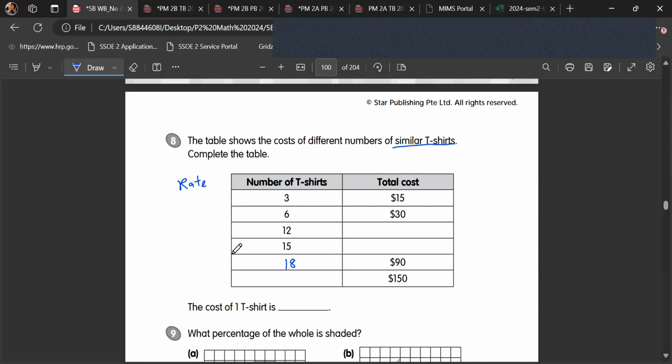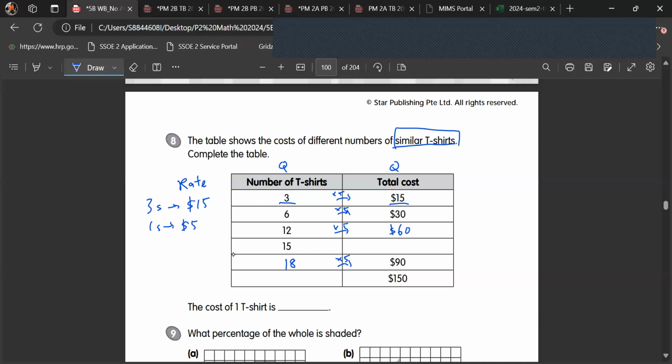That brings us to the idea of weight because there are two quantities here. The first quantity is the number of t-shirts, the second quantity is total cost. And all the shirts are the same, so it goes by a weight. So from here we can calculate the weight based on 3 shirts. So 3 shirts is $15, so 1 shirt is $5. You can check if it works. 3 times 5 is 15, 6 times 5 is 30, and 18 times 5 is indeed 90. So 12 times 5 is 60.